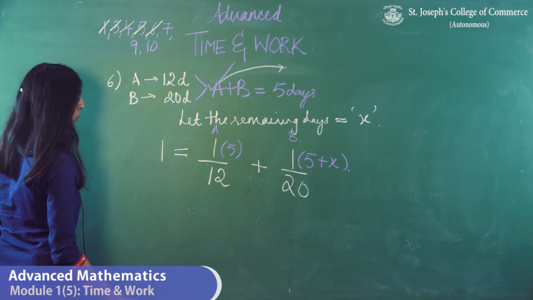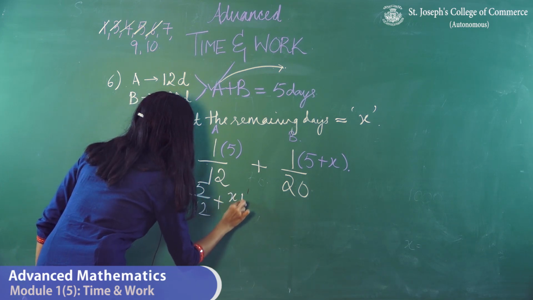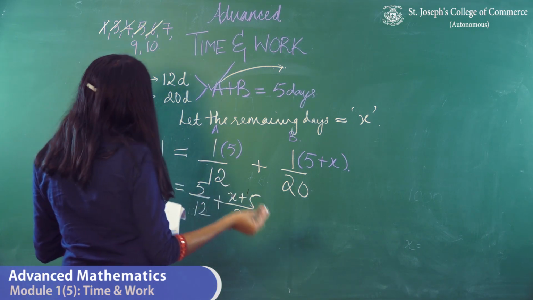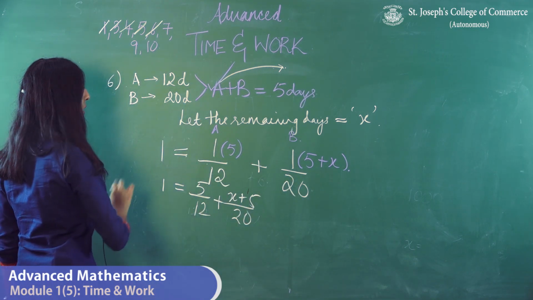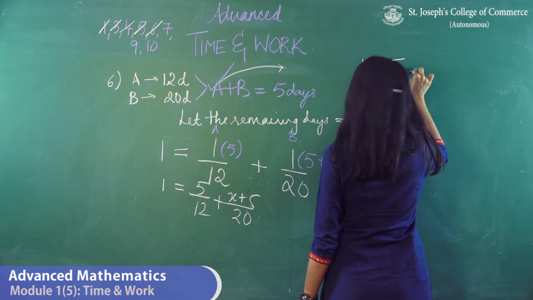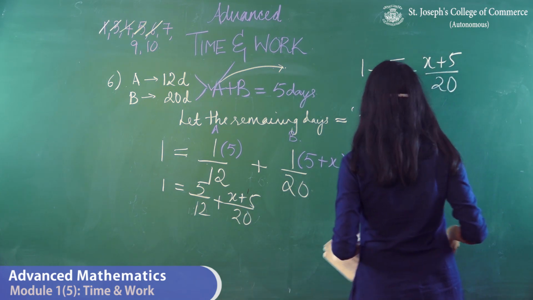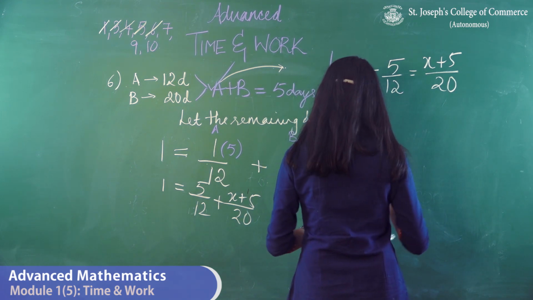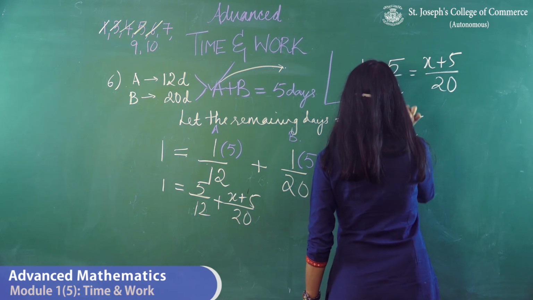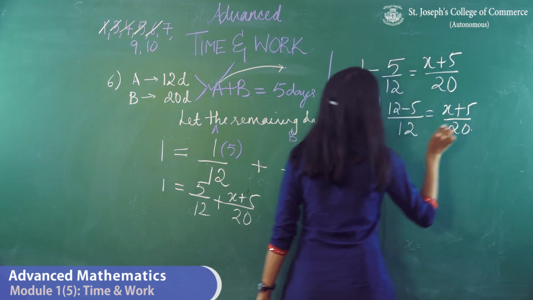Let's move on to solve the equation. It would be 1 is equal to 5 by 12 plus X plus 5 by 20. Okay? Taking all the constants to one side and the variables to the other, you get 1 minus 5 by 12 is equal to X plus 5 by 20. Solving this, I take the LCM to be 12.